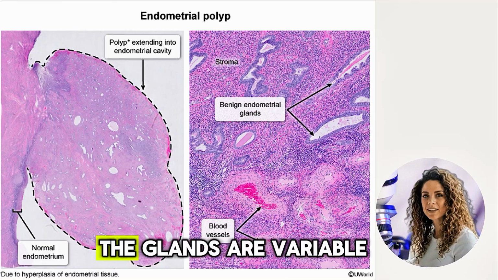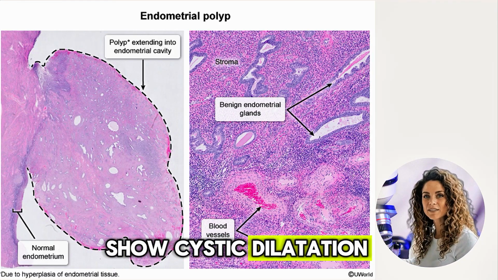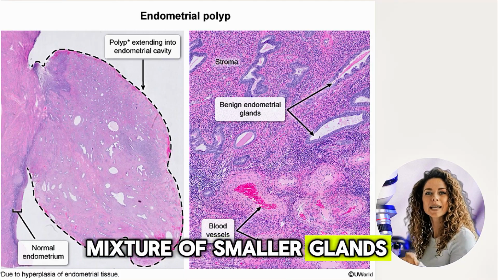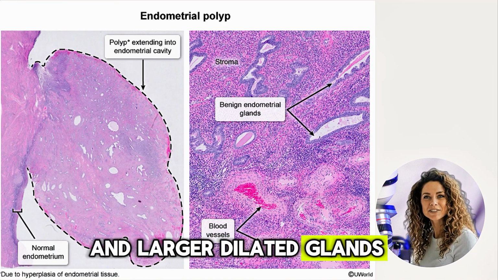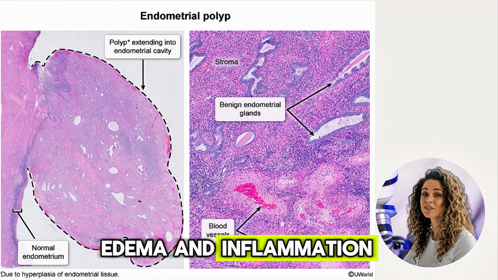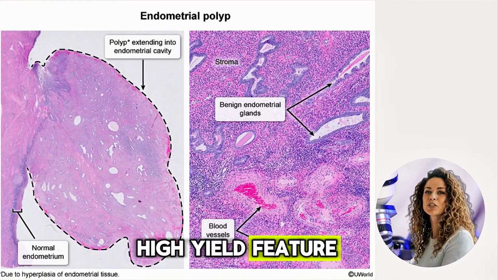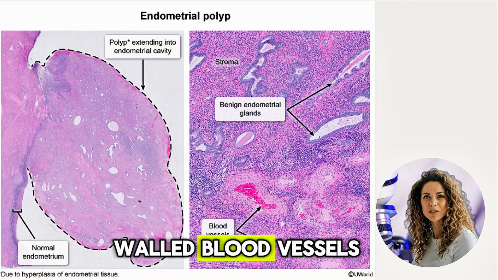Now the key part, the microscopy. The glands are variable in size, and many show cystic dilatation, so you see a mixture of smaller glands and larger dilated glands. The stroma is fibrous, and it may show edema and inflammation, which is commonly seen in polyps. And now the most high-yield feature, the presence of thick-walled blood vessels.